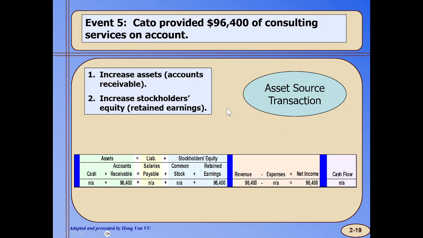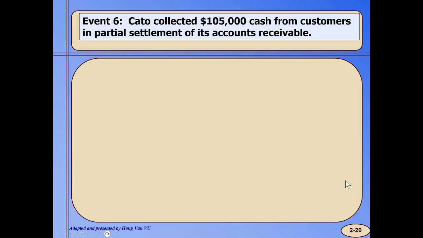Accrual accounting requires companies to recognize the revenue in the period in which the work is done, regardless of when cash is collected. Here is the effect of this transaction on the financial statement model. Notice the effect on the balance sheet and the income statement, but not the statement of cash flows, since the cash was not collected as a part of this transaction.